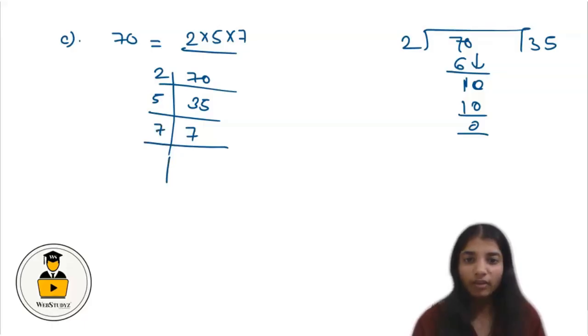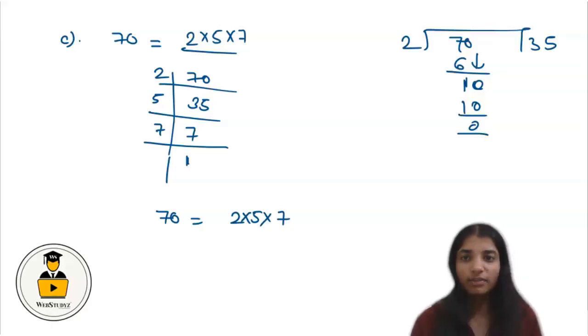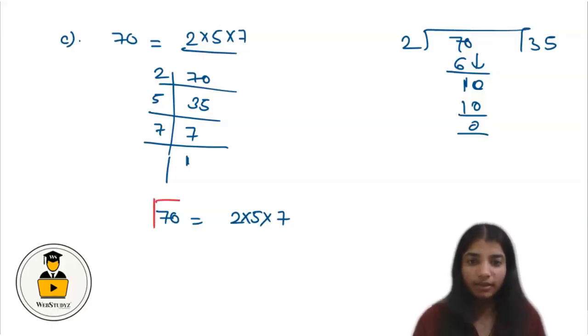Now we are going to divide 7 by 7, and we get the value 1. So we can say that the prime factors of 70 are 2, 5 and 7, and they are also given in the question. As 2, 5 and 7 are prime numbers too, we can say that 70 is equal to 2 multiplied by 5 multiplied by 7. So we can say that prime factorization here has been done.